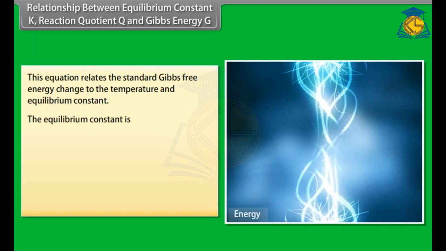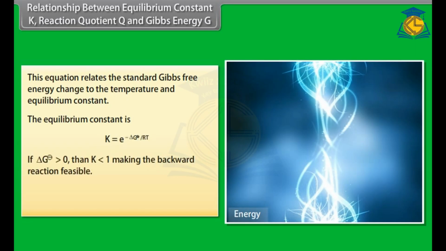The equilibrium constant is, if change in standard Gibbs free energy is greater than 0, then K is less than 1, making the backward reaction feasible. If change in standard Gibbs free energy is less than 0, then K is greater than 1, making the forward reaction feasible. Factors affecting equilibria.